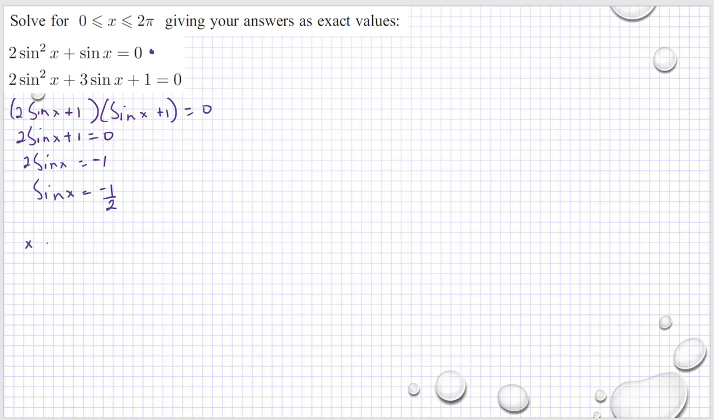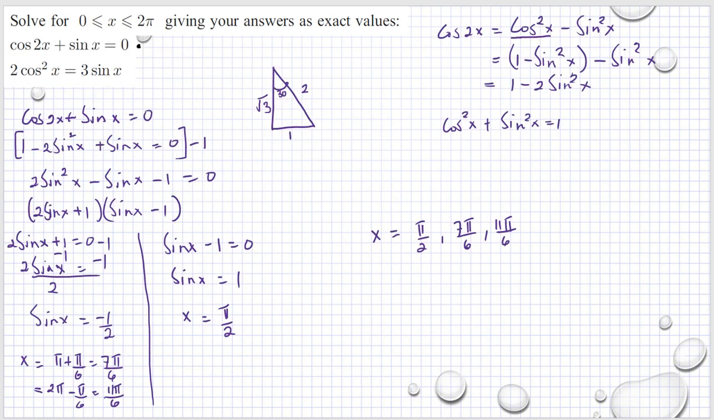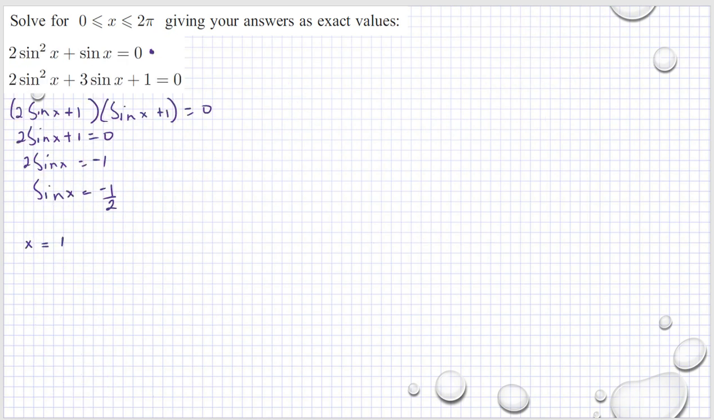So our x now is equal to, I discussed this also in my previous video, sine 30 degrees or pi over 6 is 1/2. So we have negative, that means in the third quadrant and in the fourth quadrant. So we have pi plus pi over 6, then we have 7 pi over 6. And then we have 2 pi minus pi over 6, then we have 11 pi over 6.